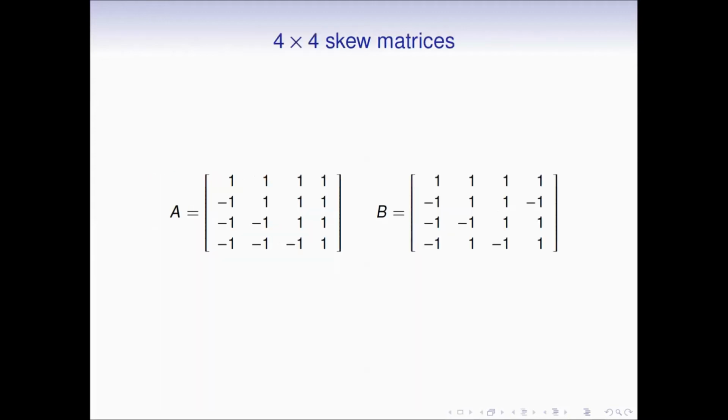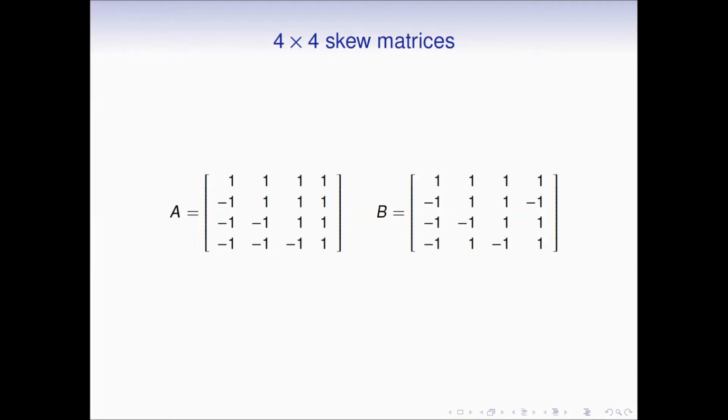For classification, we need to look at the 4 by 4 skew matrices. These are the 4 by 4 skew matrices placed in the upper left corner of Hadamard matrices. There are two possible matrices up to equivalence, A and B.